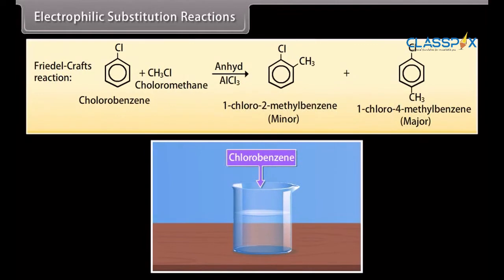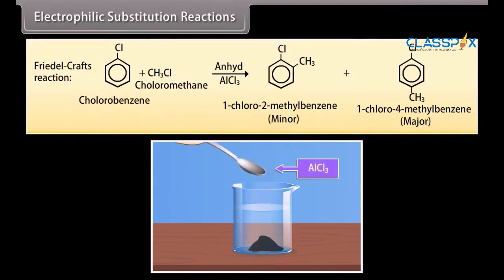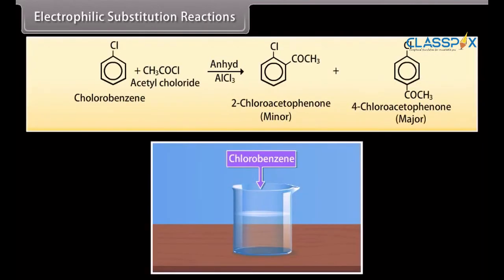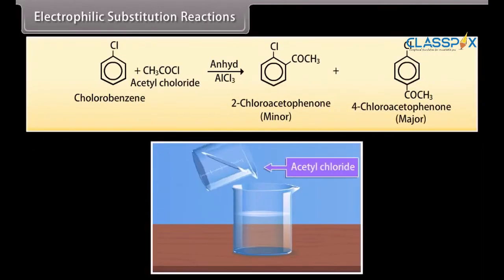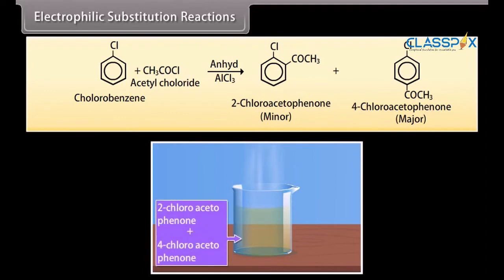Friedel-Crafts reaction. When chlorobenzene is mixed with chloromethane and then we add some pieces of anhydrous aluminium chloride, it reacts to give 1-chloro-2-methylbenzene, which is a minor product, and 1-chloro-4-methylbenzene, which is a major product. When chlorobenzene is mixed with acetyl chloride and then we add some pieces of anhydrous aluminium chloride, it reacts to give 2-chloroacetophenone, which is a minor product, and 4-chloroacetophenone, which is a major product.